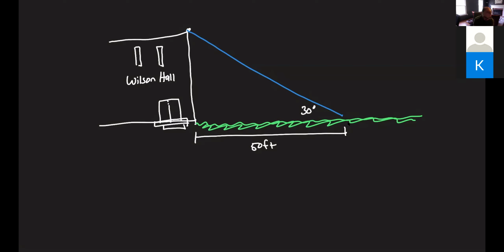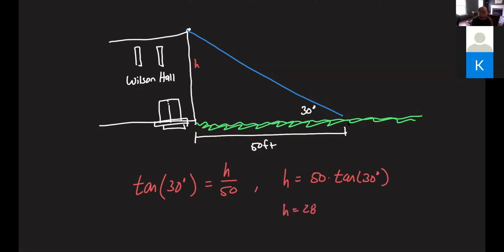What did you do? So I said tan of 30 is the opposite, or the height over 50. Okay. And then you keep going. Yeah, and then the tan of 30, I just took that and multiplied it by 50. And then you got 28.87-ish. 28.87. Okay.